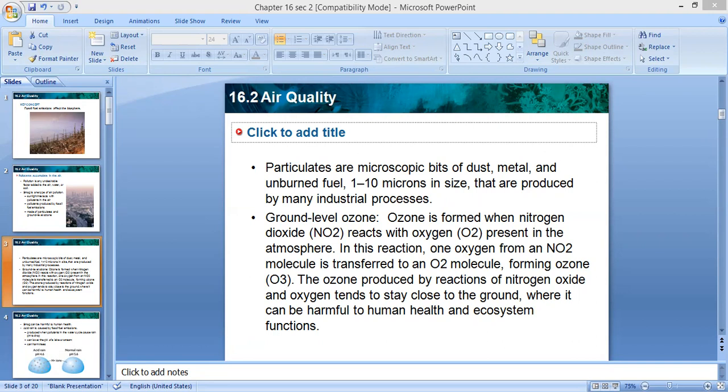Okay? Who can repeat this part in their own words? Who can repeat this part? How does the ozone form? Yasmin or Mona, one of you.